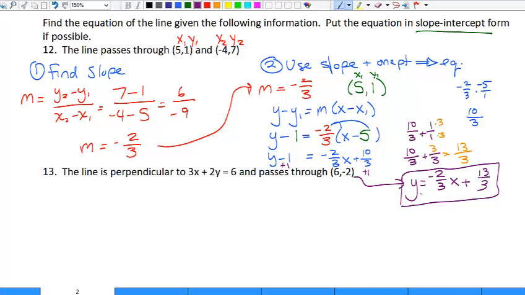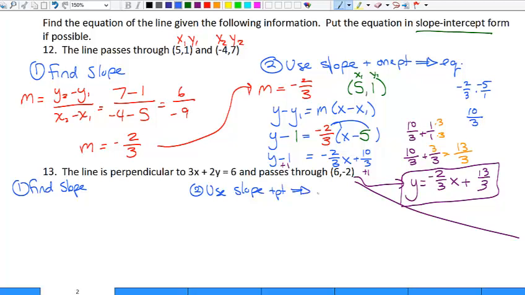Our next problem says find the equation of a line that's perpendicular to 3x plus 2y equals 6 and passes through this point. Okay, so we have basically the same game plan. First I need to find the slope, and then step 2 would be use that slope that I just found and the point from the problem to get the equation. Now, finding the slope is not going to be the same as it was in number 12 because it didn't give me 2 points, so I can't use the slope formula.